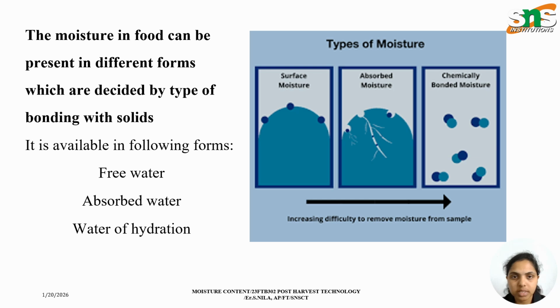Moisture in food does not exist in just one form. It can be present as free water, which is easily removable, absorbed water, which is loosely bound, and water of hydration, which is tightly bound to food molecules. So these are the three different forms of water or moisture content. The form of water decides how easily it can be removed during drying. For example, the free water or surface water, which lies on the surface of any food product, is the first one to get evaporated when it is exposed to high temperature like drying.